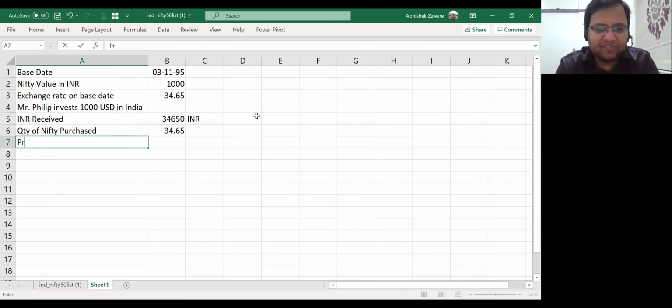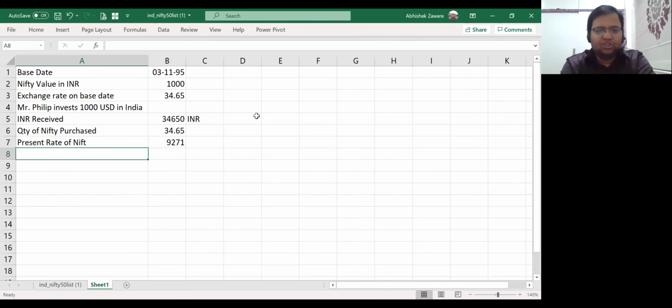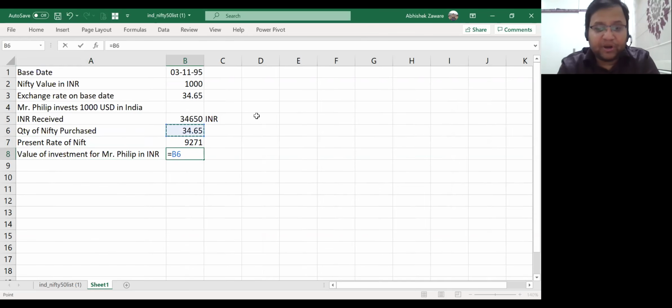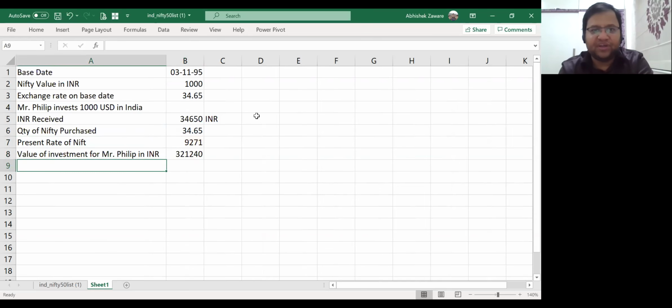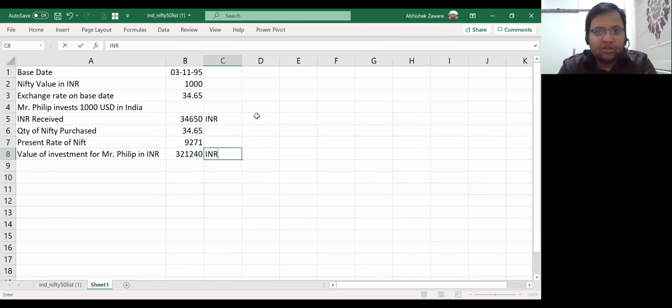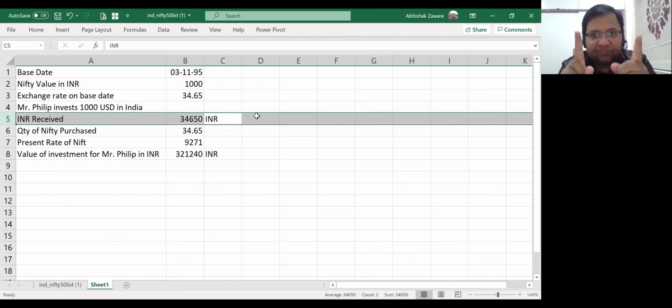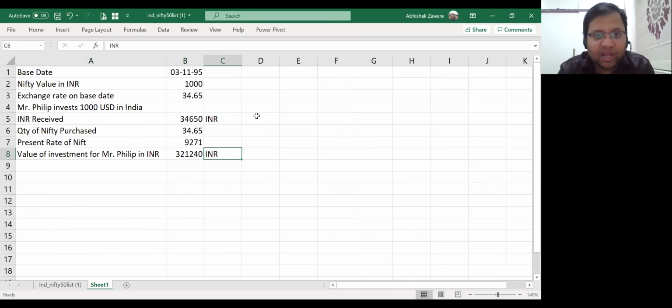What is the present rate of Nifty? The present rate of Nifty is 9271. So what is the value of investment for Mr. Philip in INR? For Philip, the value of investment will be the 34.65 quantity which he had bought times 9271. His value became 3,21,000 rupees in INR. He had invested 34,650 INR, and the value became 3,21,000.